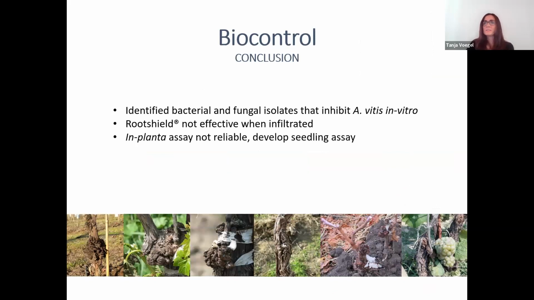So conclusion for the biocontrol study, we did identify bacterial and fungal isolates that do inhibit A. vitis, but so far we are only successful in the lab. RootShield wasn't effective when infiltrated, but we have experiments ongoing now where we're using RootShield to colonize the roots, and maybe the Trichoderma colonizing the roots can prevent A. vitis bacteria from entering the roots from the soil, but those assays are still ongoing. And then our in-planta assays are not reliable so far, and we're not the only ones. Most studies report biocontrols in in vitro assays, but very few have actually results available from in-planta assays. So we're wanting to look at a seedling assay, because that's one that's been reported as successful.